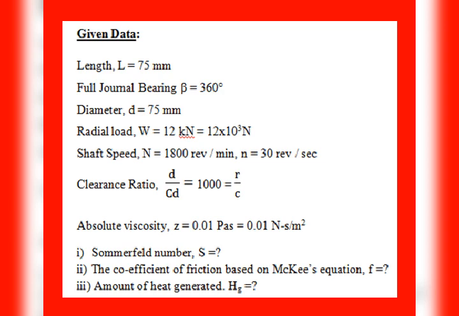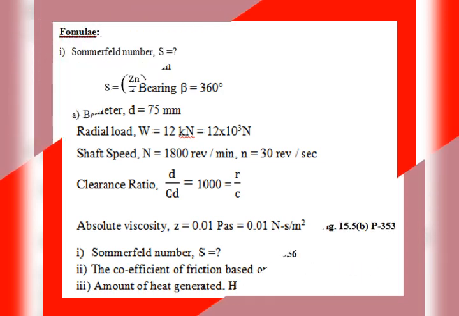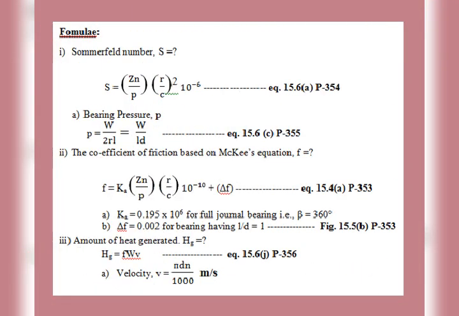Then determine the following. First unknown, Sommerfeld number. So that is denoted by S, that is equal to question mark. Second unknown, the coefficient of friction based on Mekies equation, that is the coefficient of friction f is equal to question mark. Third one is amount of heat generated, H suffix G is equal to question mark. Soon after listing out the data, now we must list out what are the various equations are required.